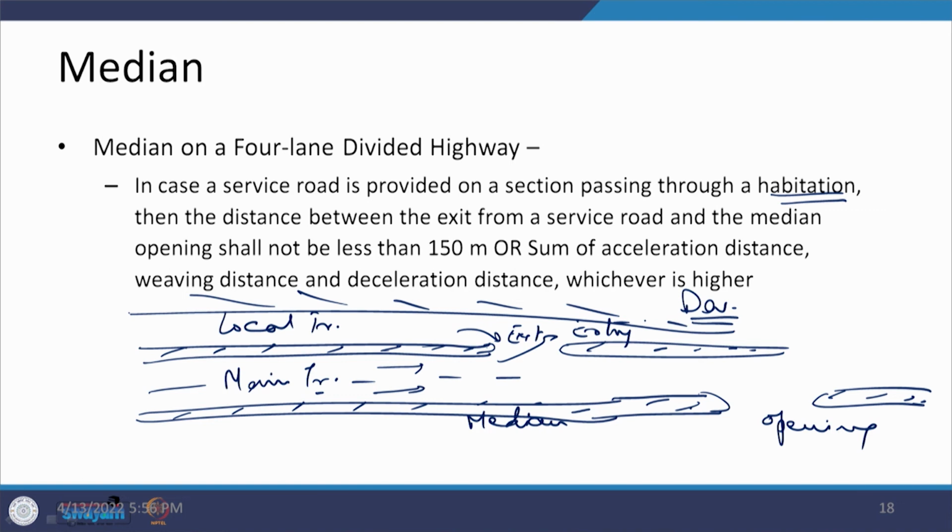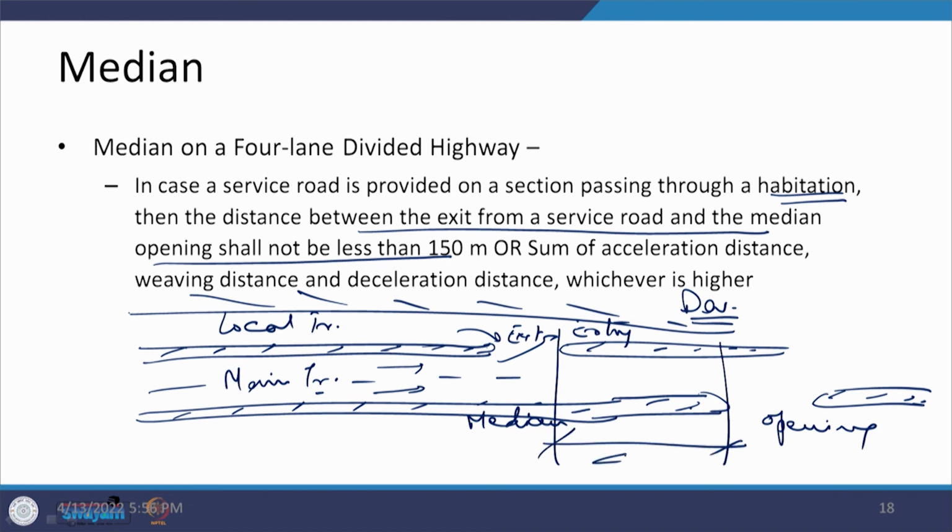It says that the distance between the exit from the service road and the median opening shall not be less than 150 meters. So, that means this and this should not be less than 150 meters, that is one thing.